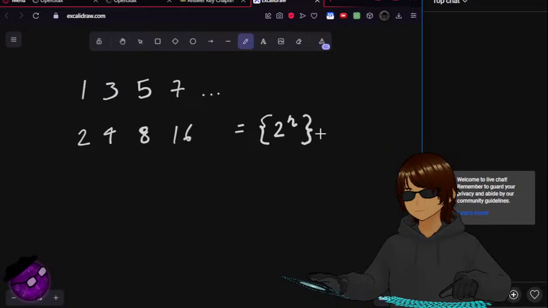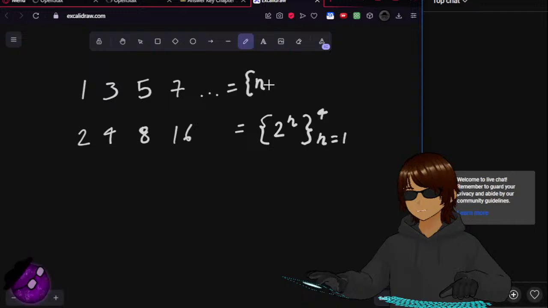This sequence goes till infinity, or actually, this sequence goes till 4. And then this sequence over here, it goes to infinity. So this one would be n plus 1, n is equal to 0 to infinity.